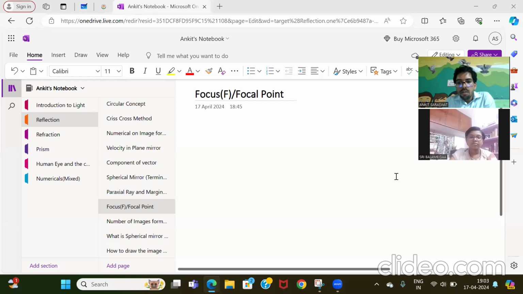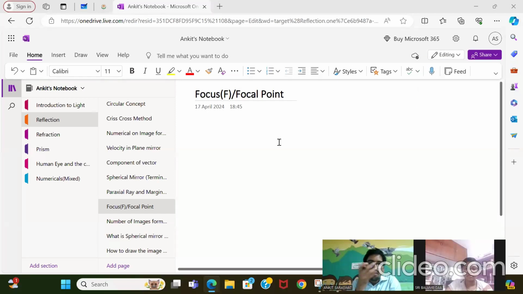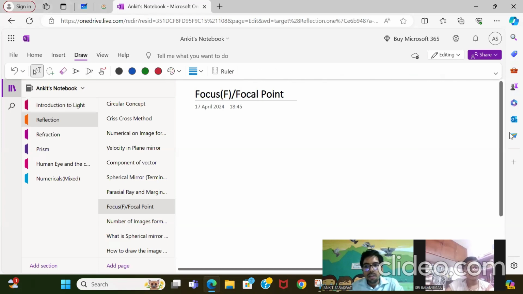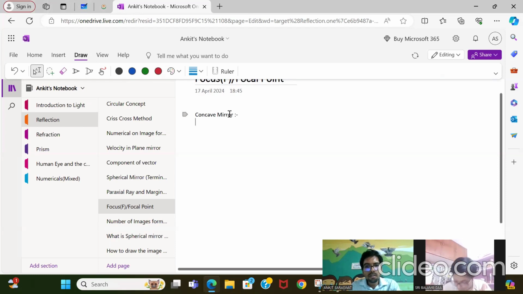Today we are going to start a topic, focus. Listen, this focus is very important. That is why I'm taking this topic separately. Focus I have already discussed, but now we will learn in depth regarding the focus. Clear? Yes, sir. First, in case of a concave mirror, what is the meaning of focus? We will learn. So write down under concave mirror.